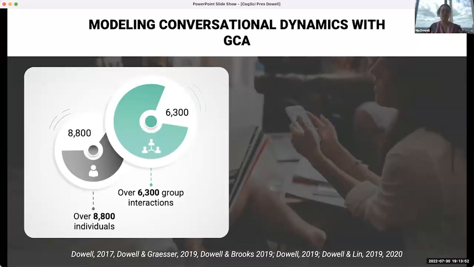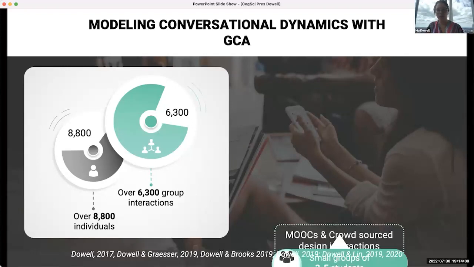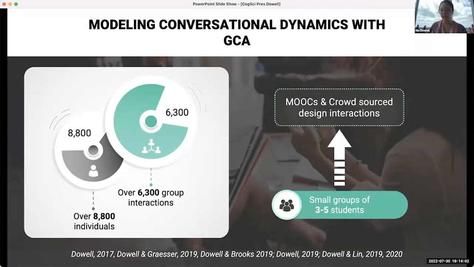So we've used this to explore various dynamics in over 8,000 individuals in 6,000 groups across a host of different types of interactions. So everything from small group interactions that we're going to be talking about today to more distributed interactions that take place in massive open online courses or crowdsourced design interactions and so forth. Oh, and I should say that we just got the patent on this, which is really exciting because it was a long 3 or 4 year process.